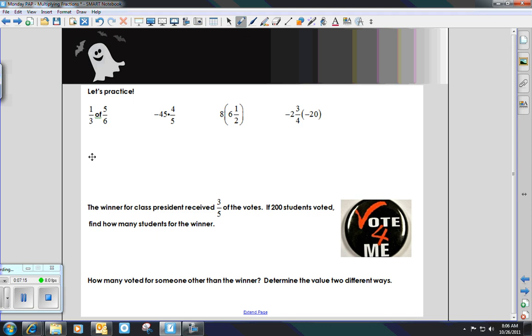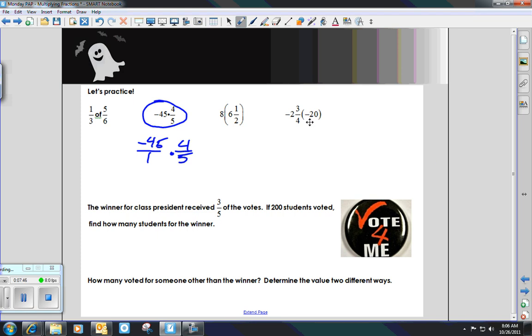Now, for whole numbers, if we're multiplying times a whole number, we are going to have to make our whole number into a fraction. And the way we do that is we put our whole number over 1. So when you're working on number 2 here, it would be -45 over 1 times 4/5. Okay, you'll multiply your numerators and multiply your denominators and then simplify.